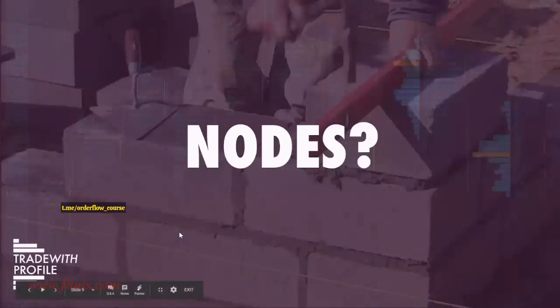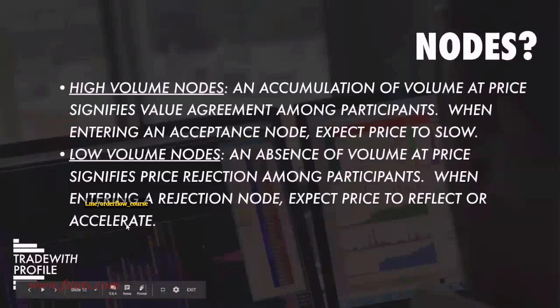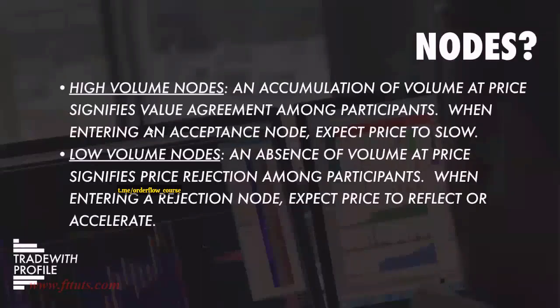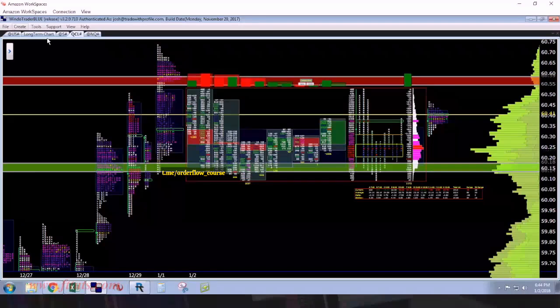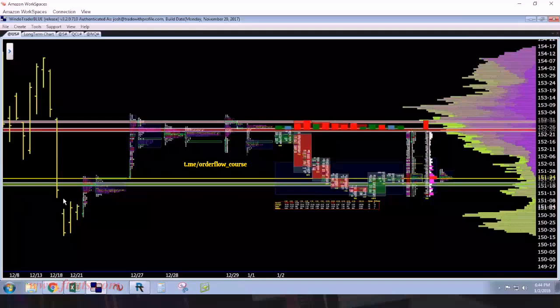Okay, nodes. We mentioned this in the last module, but we're going to talk about this a little bit more in this module. So there are high volume nodes and there are low volume nodes. And this is specific to volume profile as opposed to market profile or time-based profile. The high volume node is what we call an accumulation of volume at price, which signifies value acceptance. And when we move into those areas, we typically slow as we come into them. So just to give you an idea of how this plays out.